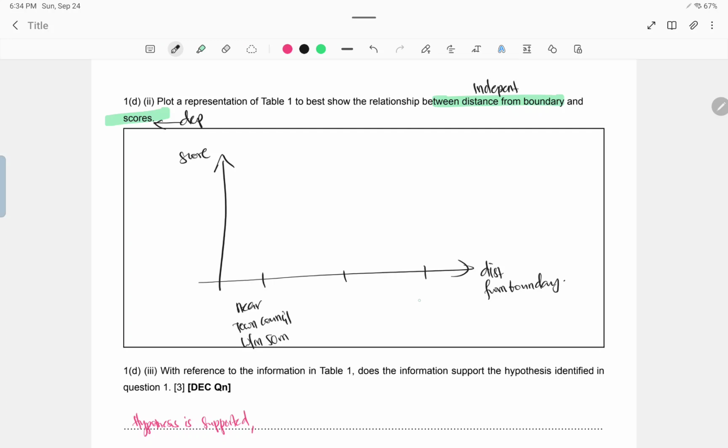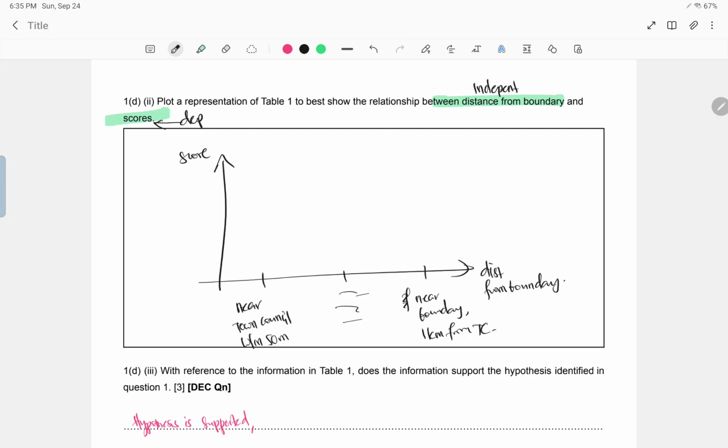Then the second one, and the last one, far and near boundary, 1 km from town council. Okay, I'm not going to write properly. You're going to write down the rest yourself. Okay, so this is the correct axis. And if you write the correct axis, chances are you might have gotten 1 to 2 marks.